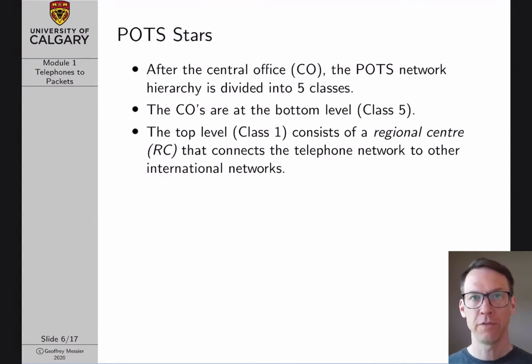After things were gathered up in the central office, the POTS network is divided into a hierarchy that has 5 levels or 5 classes. Class 5 is the bottom level, and that's where the central offices exist. The top level is Class 1, known as the regional center, or RC. An RC will then connect to other RCs to chain a series of telephone networks together. That's how you can make international telephone calls, for example.